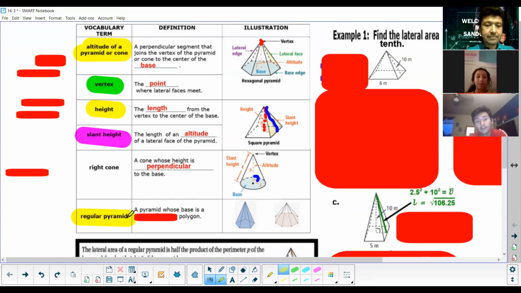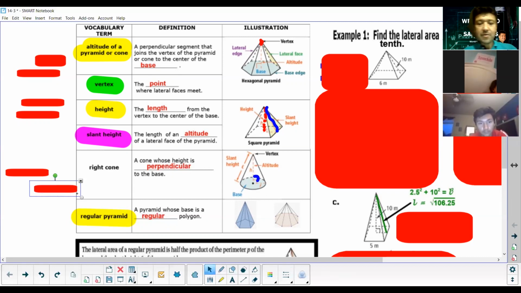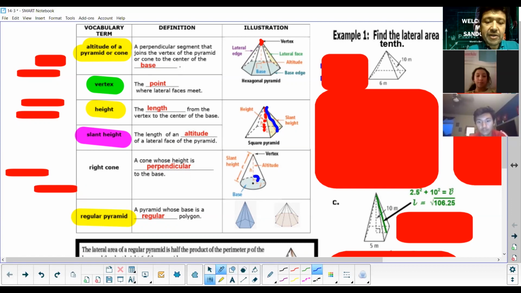Regular pyramid. A pyramid whose base is a regular polygon. The reason this is important is because an irregular polygon does not work the same way. So let's talk about what a regular polygon is. One thing I can guarantee you is that with a regular polygon, all the sides are equal and all the angles are equal.